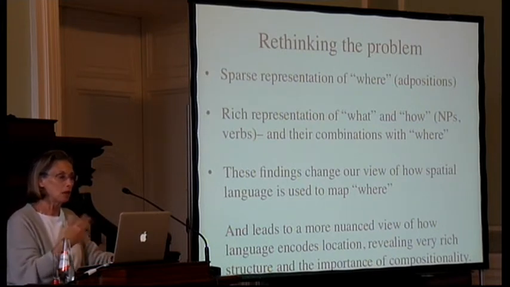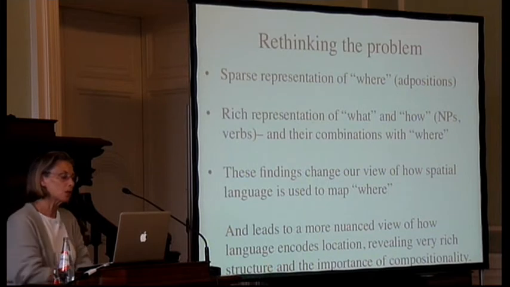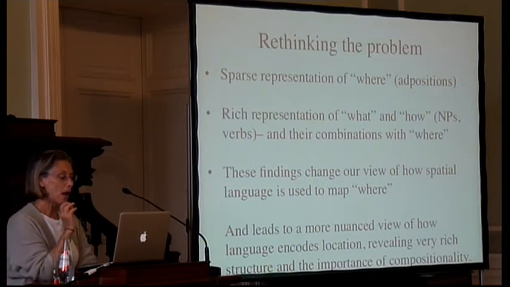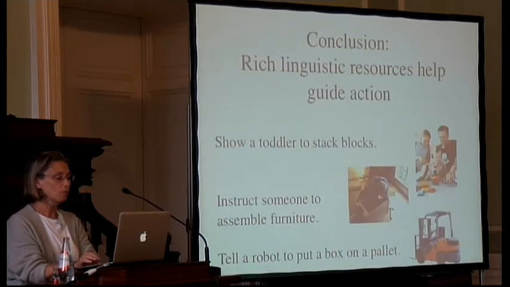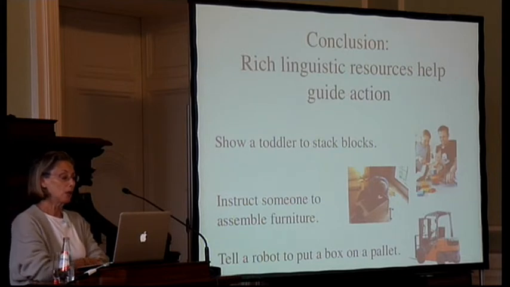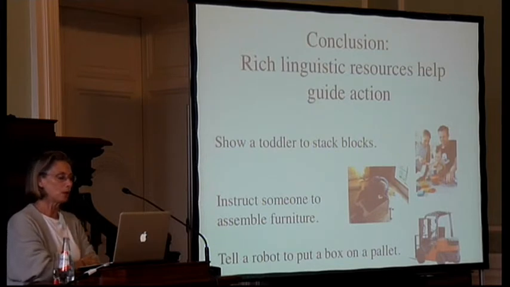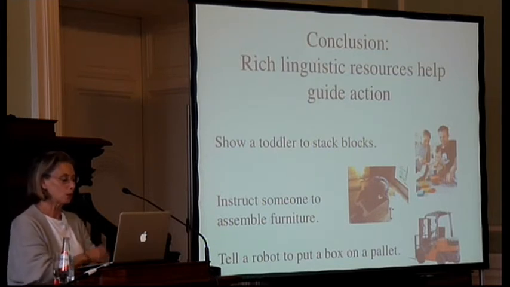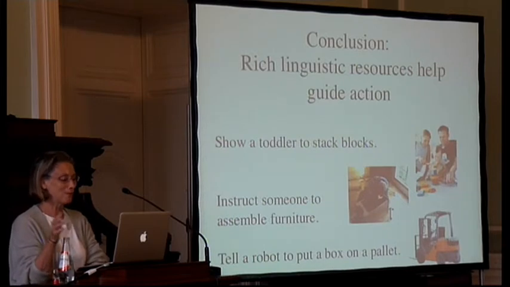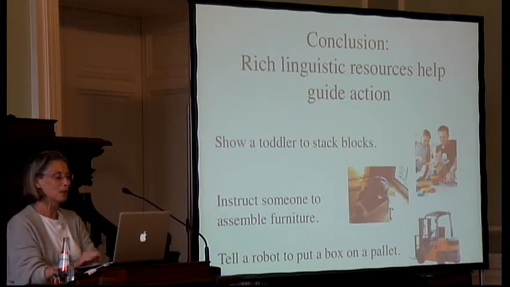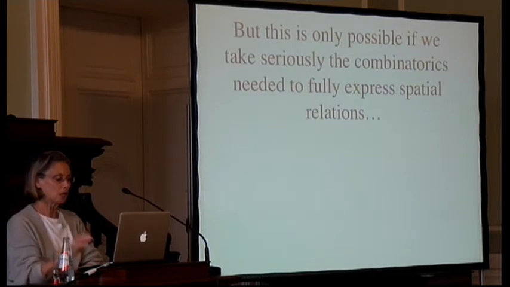And I think that taking this view actually makes us focus more on the combinatorics and leads to a much more nuanced idea about how language encodes location and reveals very rich structure, and of course the importance of compositionality. So to conclude, rich linguistic sources help guide action: show a toddler how to stack blocks, someone to assemble furniture, or tell a robot to put a box on a pallet. Still a challenge to say, put the box on the pallet, I understand from my computer science and robotics friends. But it's only possible if we take seriously the combinatorics that are needed to fully express it.